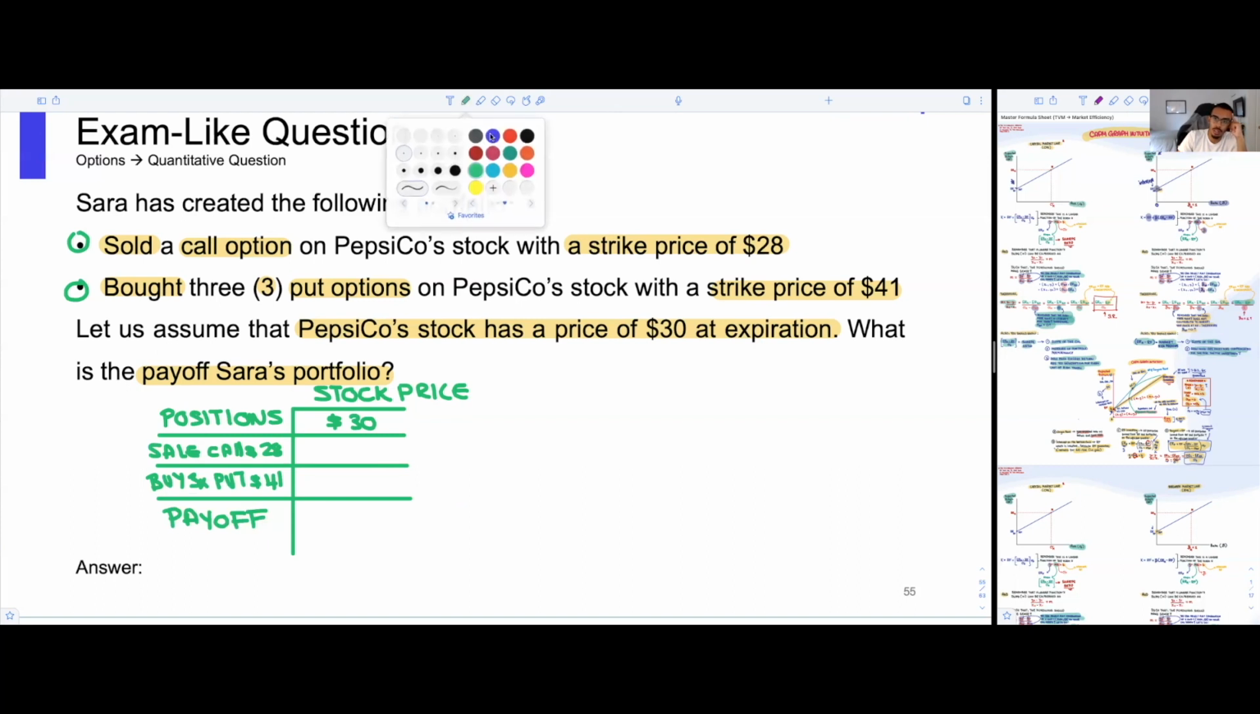So let's think about this. If you had a call, what's a call option? A call option is the right to purchase an underlying asset at a specific price for a specific amount of time.